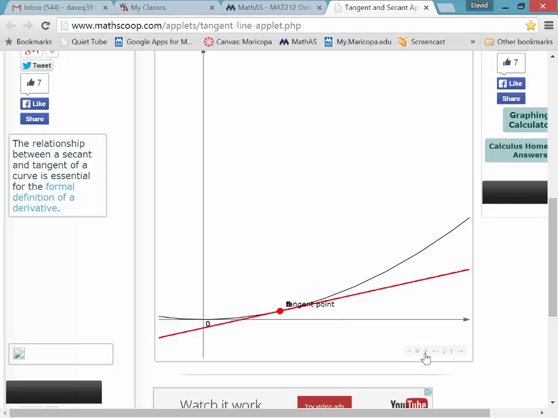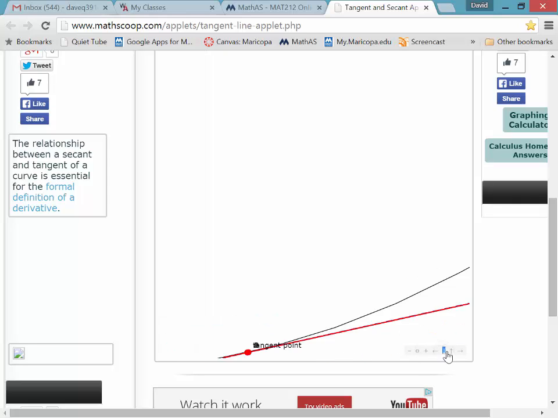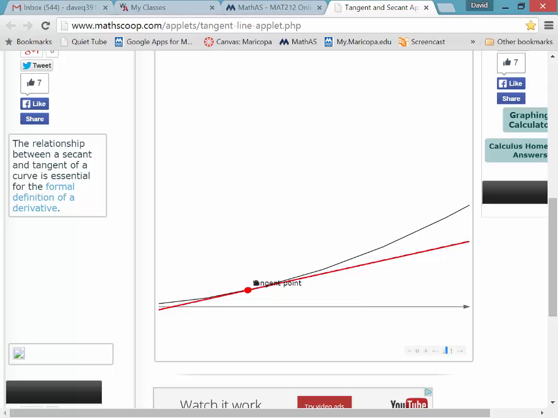And you can see it fits better. And if you want, you can zoom in some more. Okay, I'm not going to keep doing this. I think you guys get the idea.